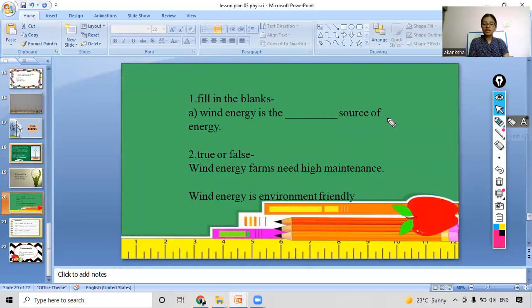So here comes the fill in the blank. Wind energy is which source of energy? Renewable resource or non-renewable resource? Okay, you can write in the chat box. Yes, it is a renewable resource of energy. So coming to the true false, wind energy farms need high maintenance. True or false? Okay, yes, I can see the right responses. Yes, it is true. And wind energy is environment friendly. True or false? Okay, I can see the right responses. It is true.